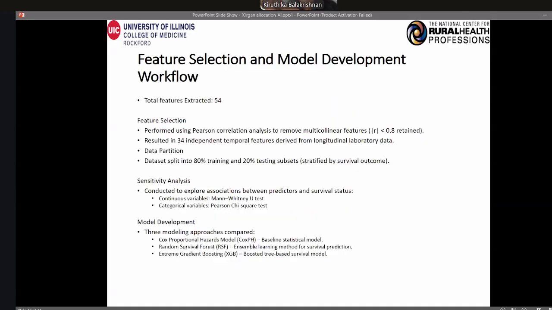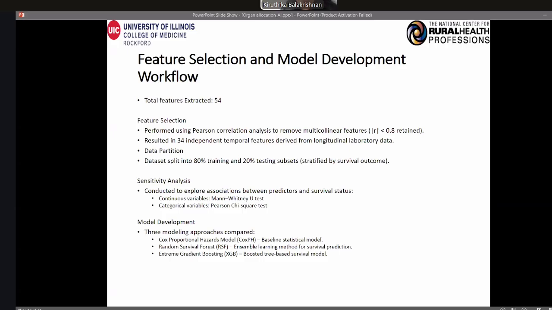So in our study, we began by extracting a total of 54 features from the longitudinal laboratory data. These features capture the trend aspects of how patients' lab values changed over time, things like mean, median, variance, slope, and abnormality burden across markers such as bilirubin, creatinine, sodium, and albumin.